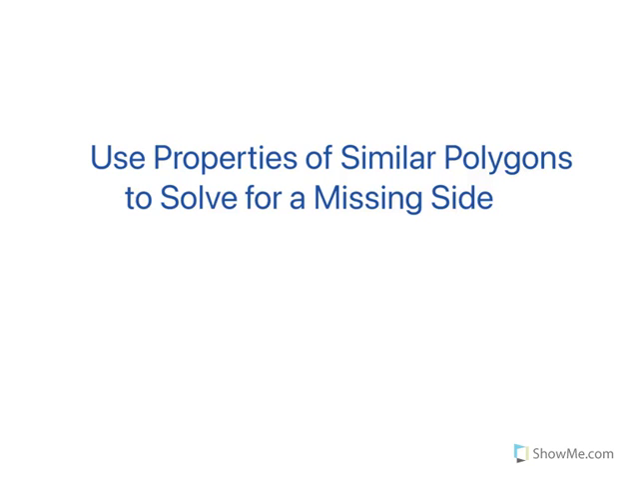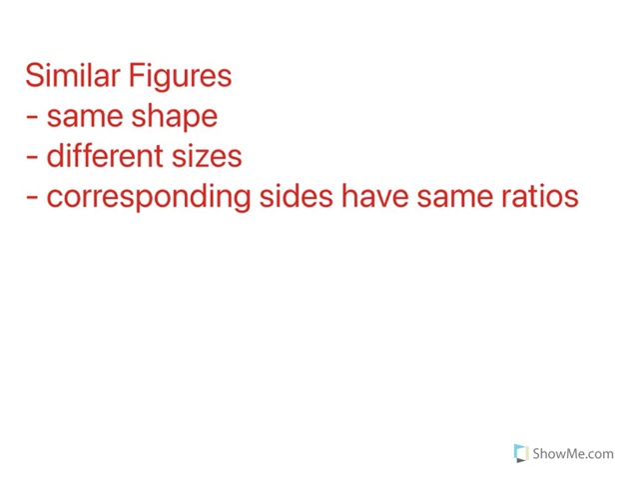Use properties of similar polygons to solve for a missing side or anything else that's missing in the polygon. So first, let's refresh what we know about similar figures. Well, similar figures or polygons are the same shape but different sizes.